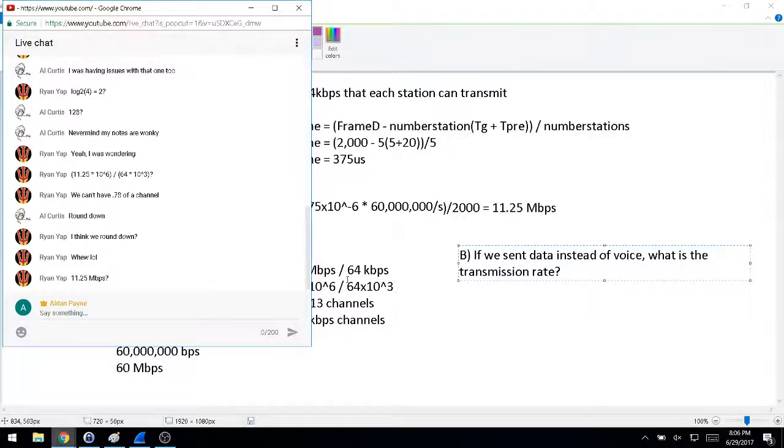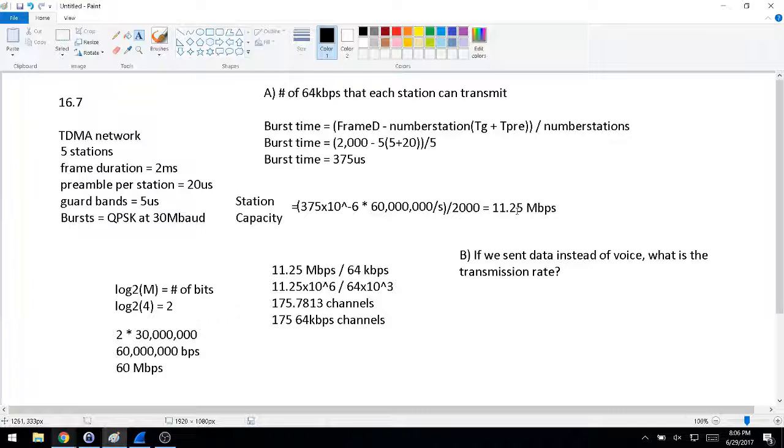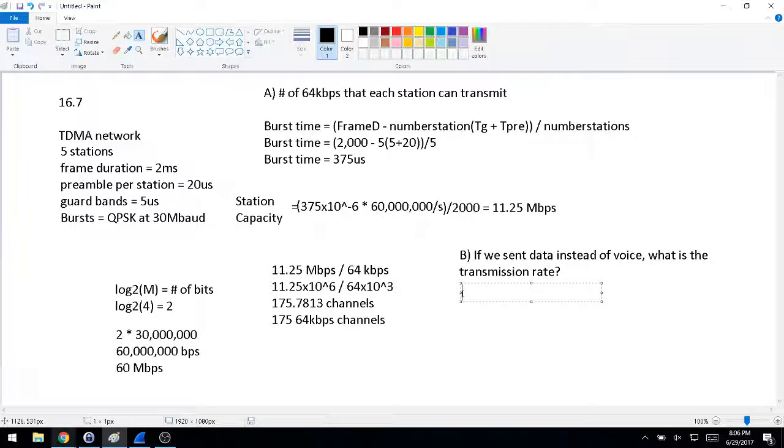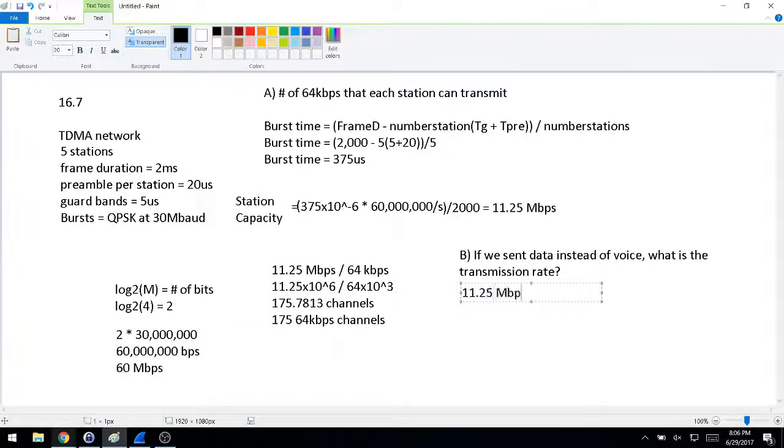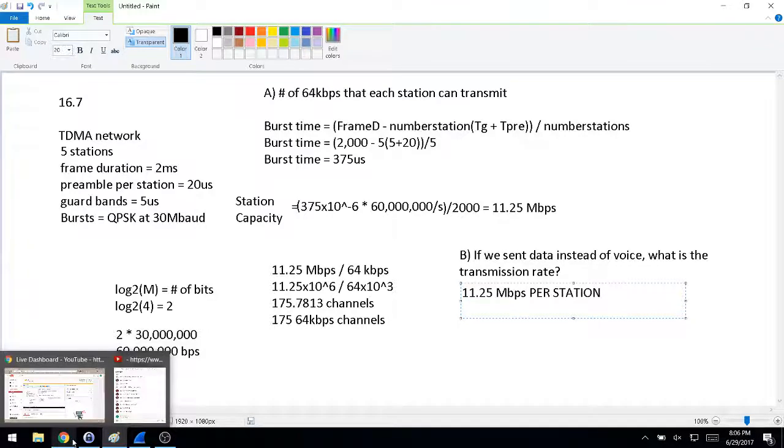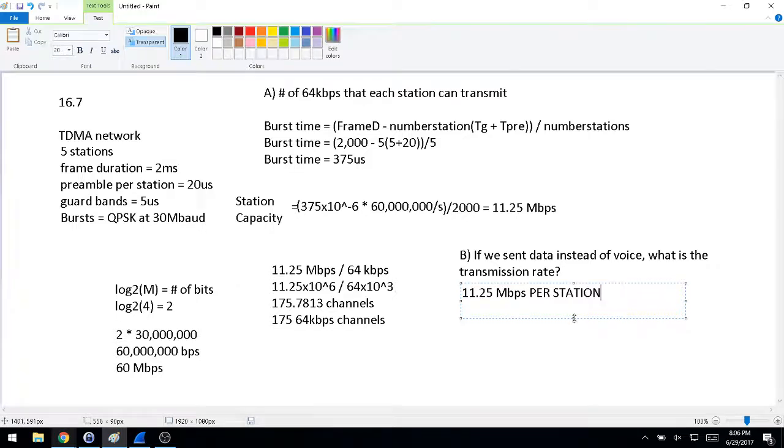And Ryan says 11.25 megabits per second. That's right. Because look at this previous step. We calculated that each station can support up to 11.25 megabits per second just of raw data. And so that's what it's asking us. If we don't have to care about these subchannels, then this is what our transmission rate is. It's 11.25 megabits per second per station. And the important part there is to note that it's per station. Because that's not the total system. That's just saying per station. Because we have multiple stations in the system. And the question is specifically asking the data rate per station.